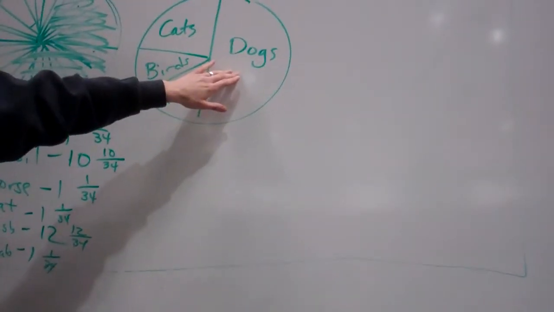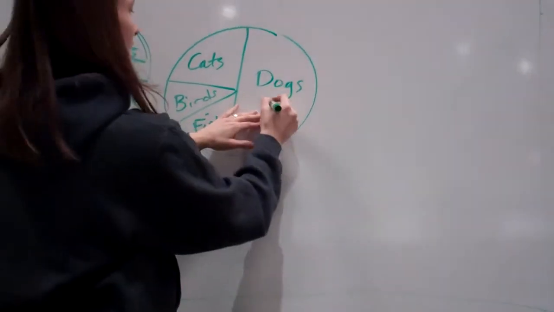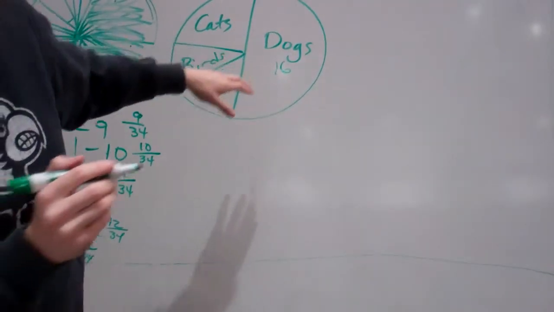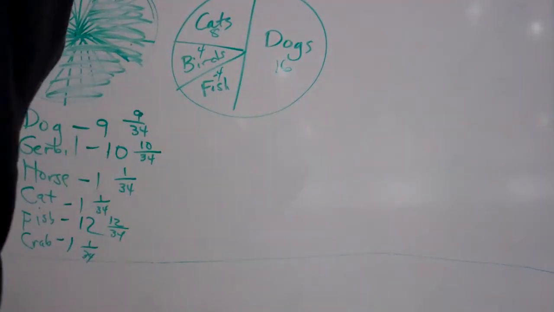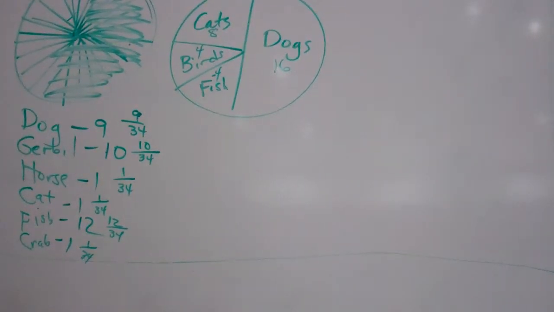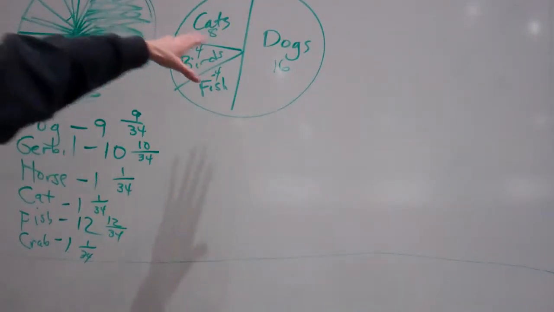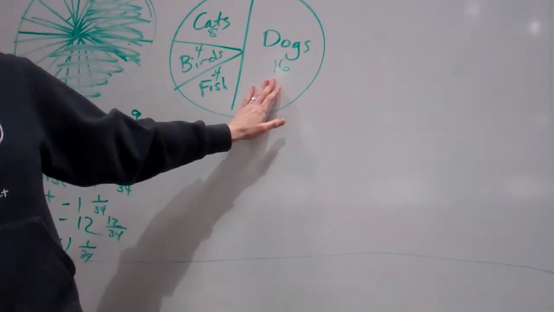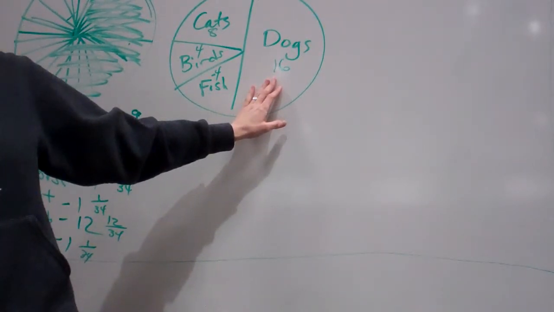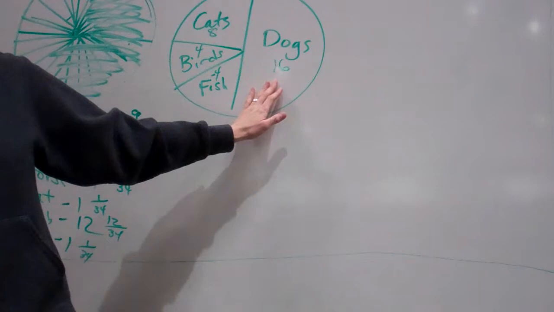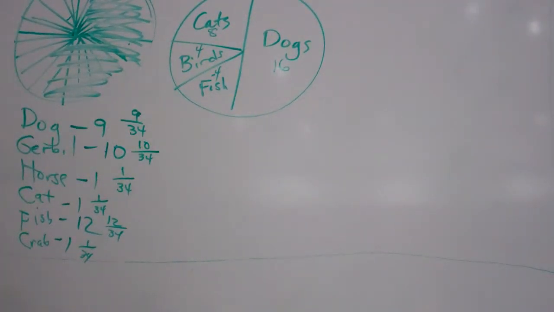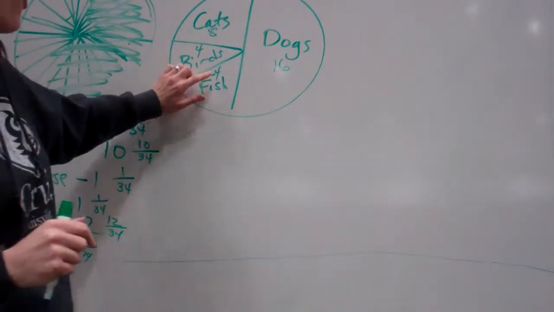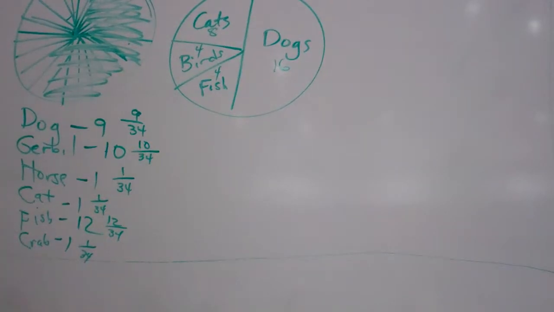Now, let's go back over to theirs. We have 16 dogs, 8 cats, 4 birds, 4 fish. Now, here's what they asked me. How many pets are represented in this graph? 32. Yes, you're right. 32. I thought it was 34 when I first did my math, but I got it.